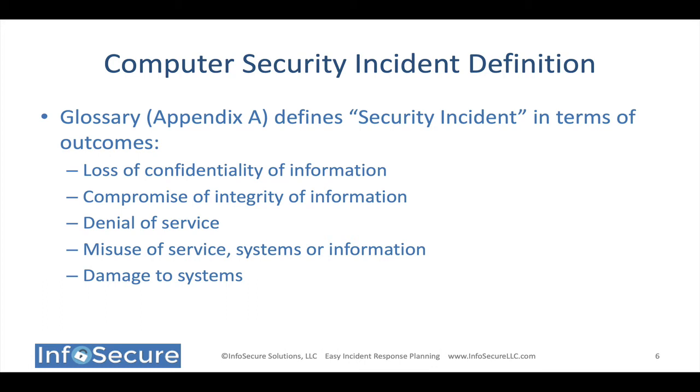The glossary, Appendix A of RFC 2350, actually gives a definition of security incident. And they give this definition in terms of outcomes, which is not unusual, which is actually a fairly common way to define security incidents. They list it in terms of loss of confidentiality of information, compromise of integrity of information, denial of service, misuse of service, systems, or information, damage to systems. So they're talking about what are the outcomes, what happened to me as a result of a given incident. So this is what they have as a security incident definition in the Appendix A glossary of RFC 2350.